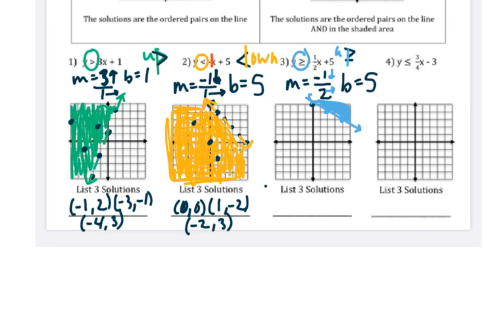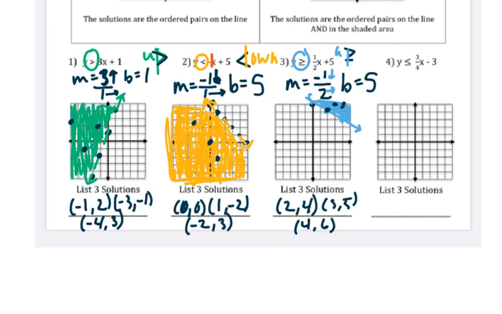So for example, 2, 4, that's a solution because it's on a solid line. Let's get another one, I don't know, 3, 5. 4, 6, whatever. Okay, so all of those are in the shaded area. Those are in the colored area. So those are solutions of my line. Next up, number 4.